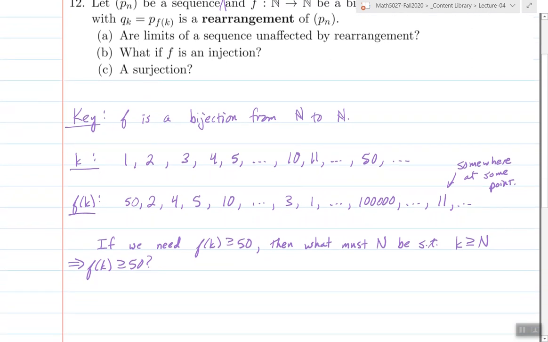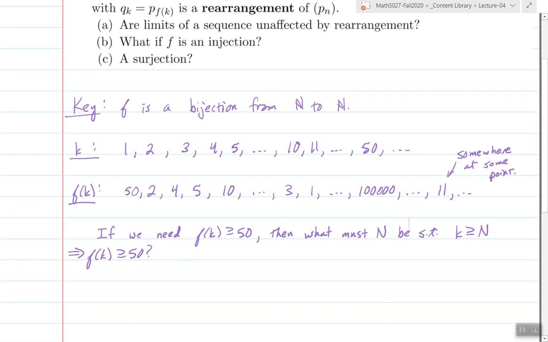f is a bijection. So meaning if you talk about k being like 1, 2, 3, 4, 5, so on, and like out to 50, f of k might be the following. It might be 50, 2, 4, 10, 3, 1, and then maybe the 50th term in your rearrangement might be the 100,000th term from your original sequence. And then way out at some point is maybe like the 11th term of the original sequence shows up some point later. So you should ask yourself, are limits of a sequence unaffected by rearrangement?